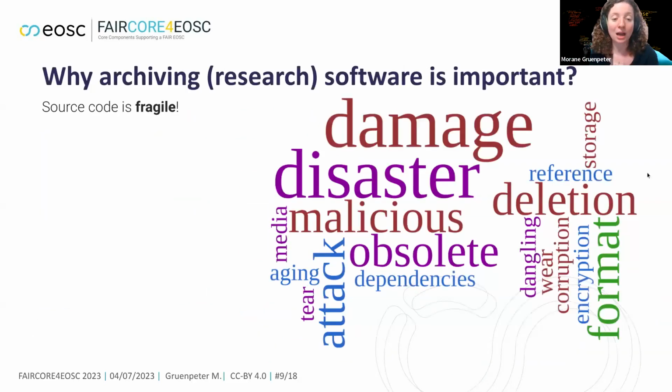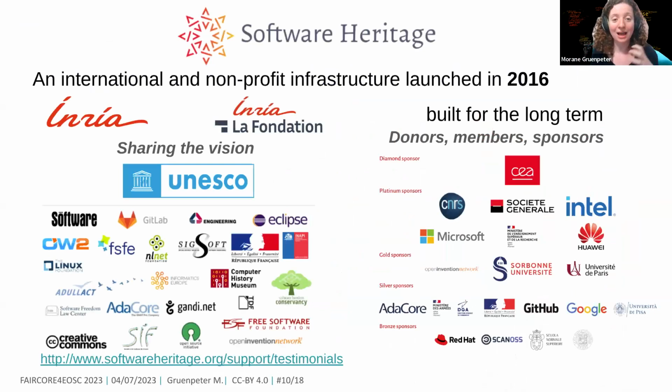Now, why is archiving research software so important? Because software source code is fragile. It can disappear, it can be deleted, a commercial infrastructure can be bought, and then many repositories can be lost. It's important to know that software source code that's publicly available online is very fragile, like anything that's on the internet. Now, Software Heritage has this incredible mission and was created as an international and non-profit infrastructure in 2016.